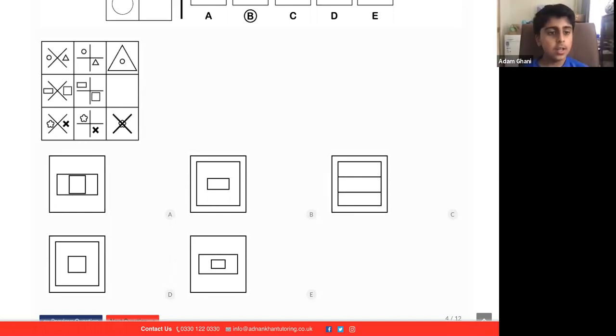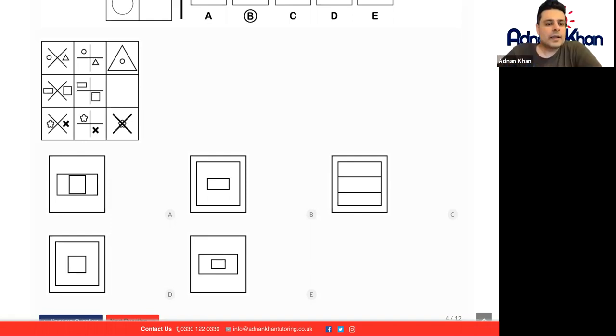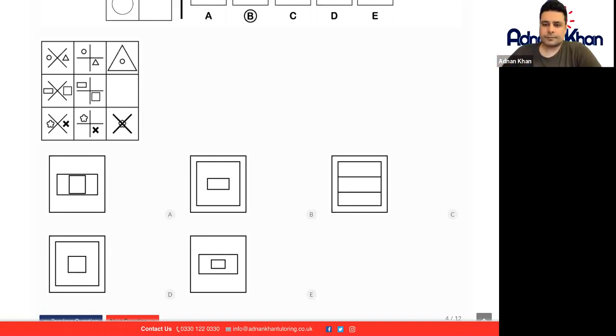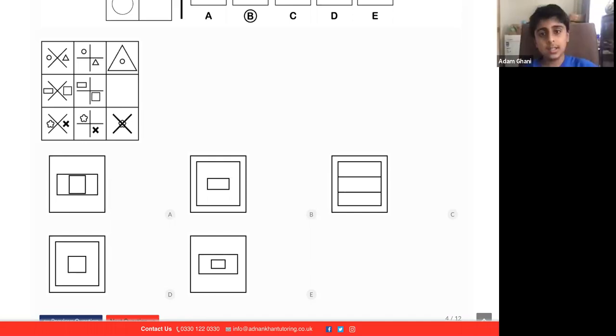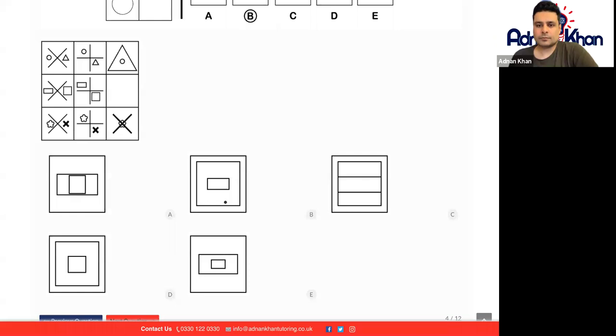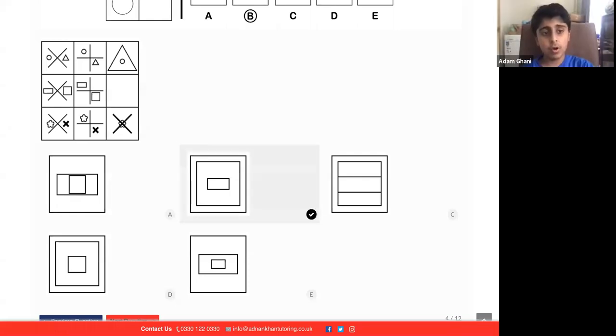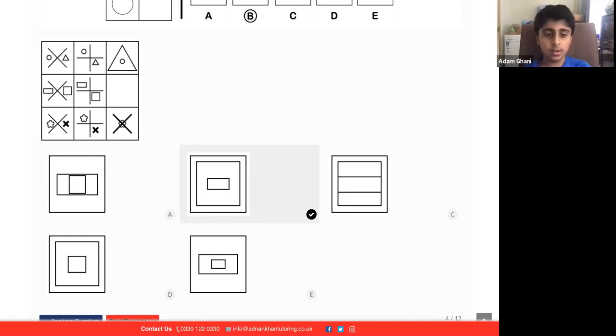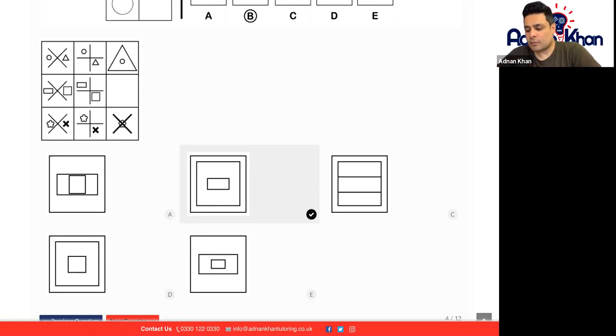Okay. I think it's going to be B. And why do you think it would be B? Because in the first and the last row, always the shape on the left goes inside the shape on the right. So in the first row, the circle goes inside the triangle. So it will be B. Okay, yeah, that's right. So moving from left to right, the third shape in each row contains the 2 previous shapes.